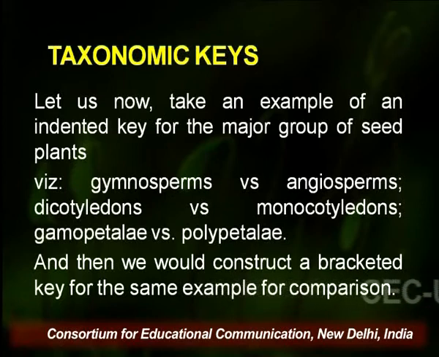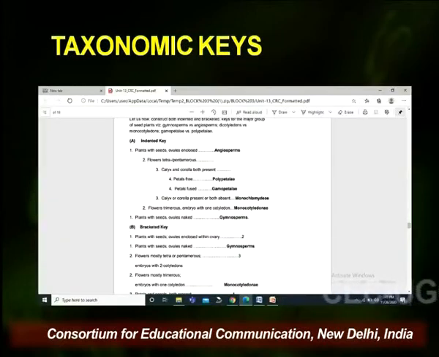Now, we'll move on to the example of an indented key for the major group of seed plants. Now, whatever I discussed, you will find in this slide. In this slide, you can observe that the indentations are there in the first and the second couplet. Now, you see the first numbered is the primary couplet and its alternate lead is there at the end. You can look here, it is written that this is the alternate lead. Now, if you see the margins, they are indented at the same distance for the primary leads, the primary couplet.